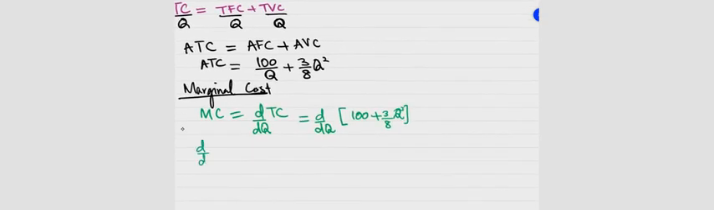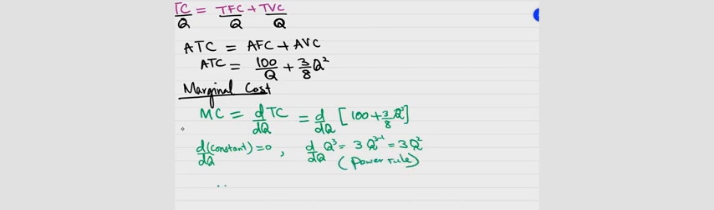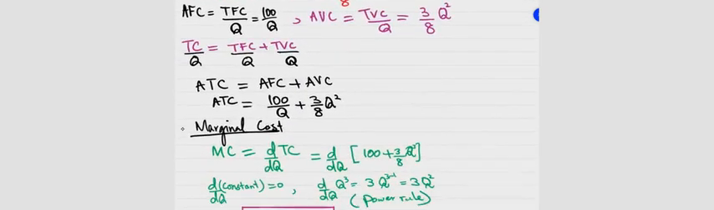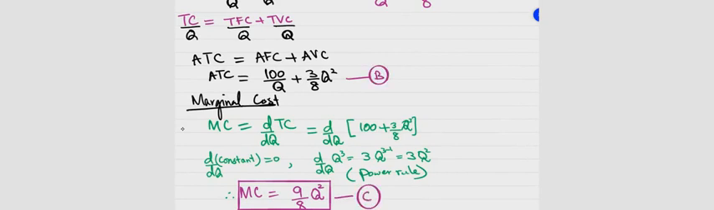Remember, the derivative of a constant with respect to a variable is 0, and if we apply the derivative to Q to the power 3, that would be 3 times Q to the power 3 minus 1, equals 3Q squared, based on the power rule. Therefore, marginal cost would become 9/8 Q squared. We call that equation B. Now we are ready to sketch the cost curves in Excel.